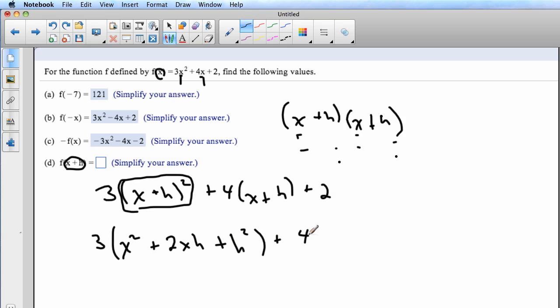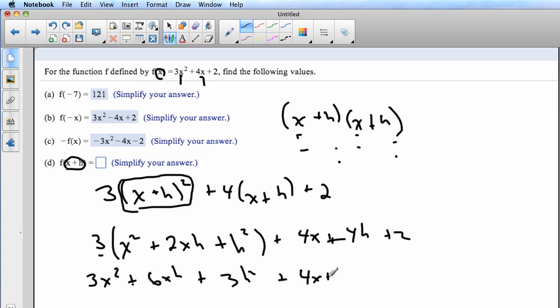Here I can multiply the 4 through, so 4x plus 4h, and then plus 2. And so finally I got to multiply this 3 through its parentheses, 3x squared plus 6xh, right? Each term inside the parentheses is getting multiplied by 3. Like that. And now I would see, can I simplify this?